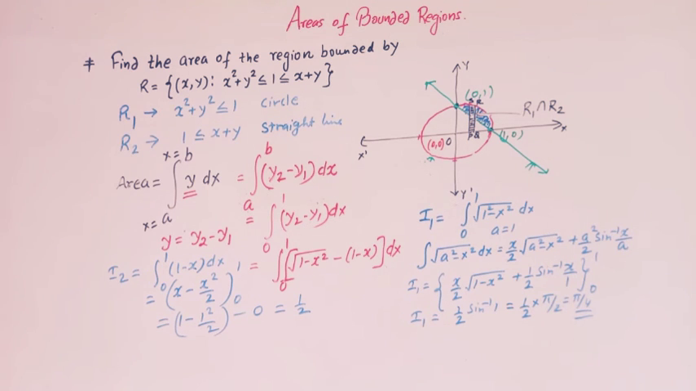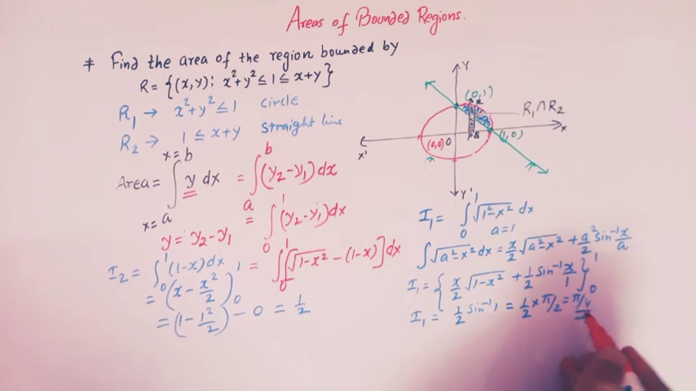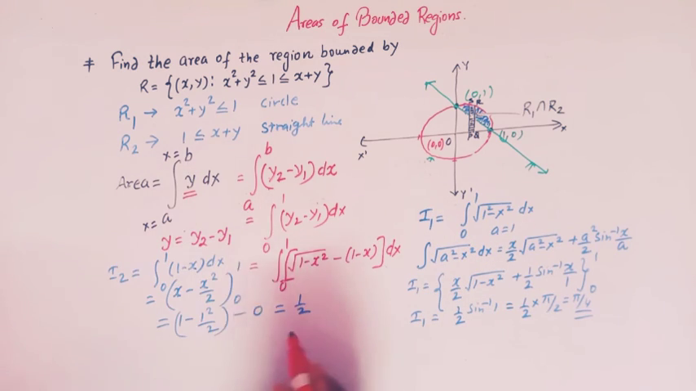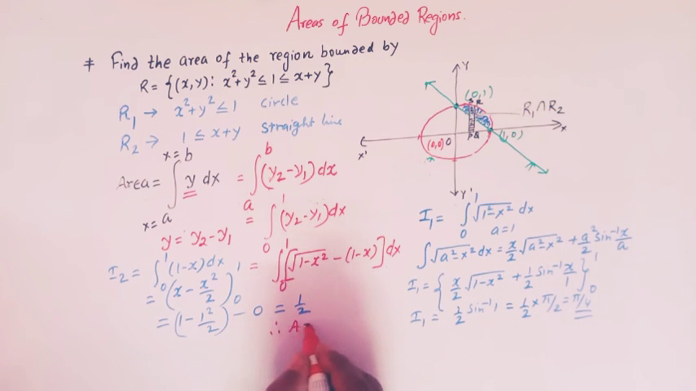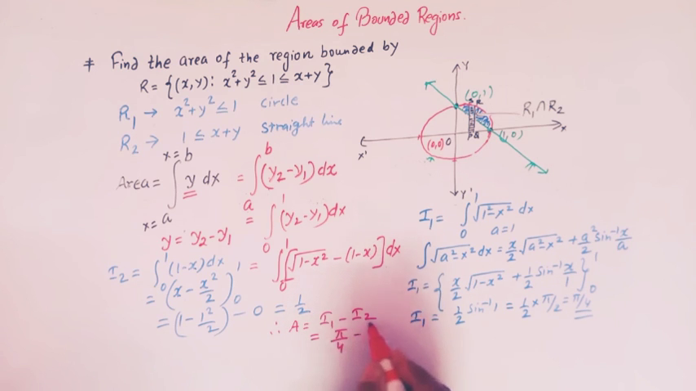So we have I1 equal to pi over 4 and I2 equal to half, so therefore the area of this shaded region is given by I1 minus I2, and I1 is pi over 4 and I2 is half. So we have the area pi over 4 minus half square units. So viewers, this is how we solve this problem.